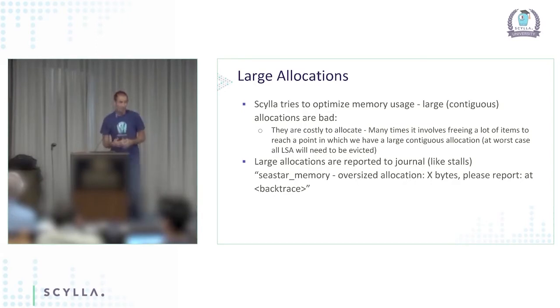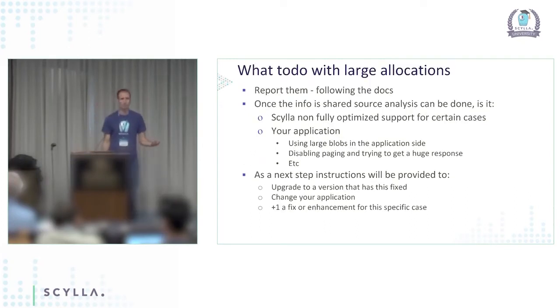And Scylla writes this information to the logs. It's a backtrace, and it has the size of the allocation. So what can you do with those? Report them. It's in the docs. Once the info is shared, we'll take a look. It can be your applications, so we can provide you information on what to change on your application side.